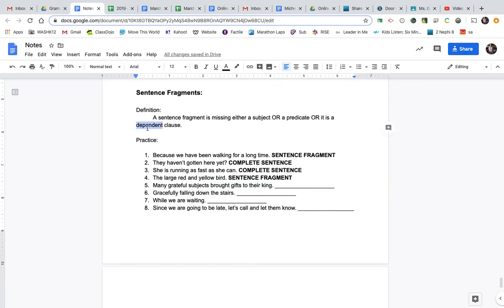Does it stand by itself? Is it independent? If it's dependent, it's a sentence fragment. If it's independent, then it's a complete sentence. Many grateful subjects brought gifts to their king. That can stand by itself. It doesn't leave me hanging. I'm not missing a "then what," like we did with number 1. So this is also a complete sentence because it has a subject, a predicate, and it can stand by itself. It's an independent clause.